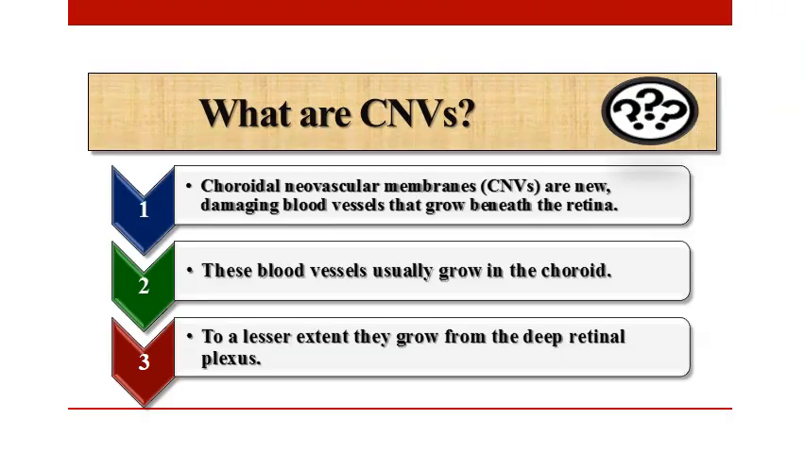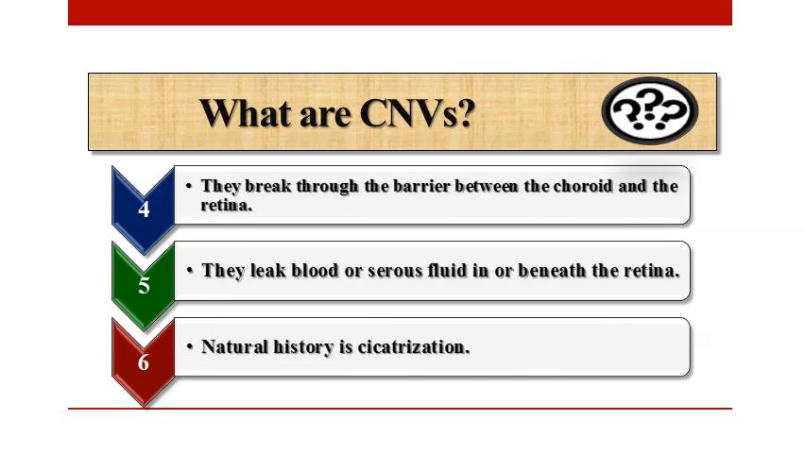Choroidal neovascular membranes are new damaging blood vessels that grow beneath the retina. These blood vessels usually grow in the choroid. To a lesser extent, they grow from the retinal plexus. They break through the barrier between the choroid and retina. Then they leak blood or serous fluid in or beneath the retina.